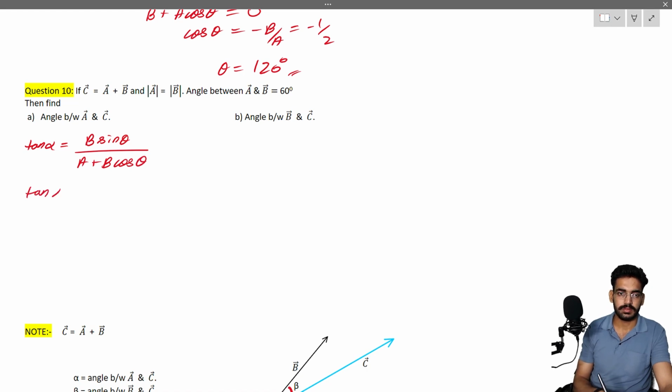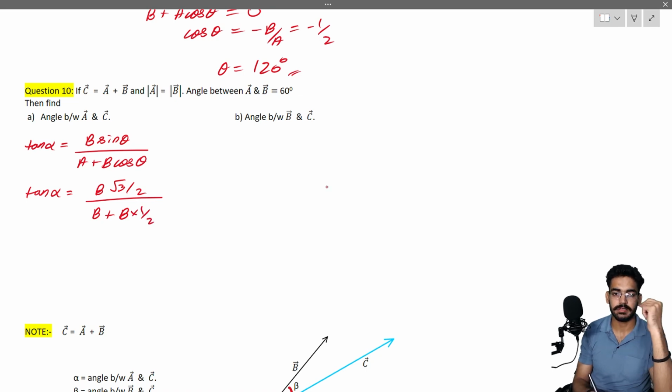Okay, so just put the values. Tan alpha equals b sin theta. Since the magnitudes are equal, put a as b only. So b sin 60, sin 60 I can say root 3 by 2, divided by b plus b cos 60. Cos 60 is 1 by 2. Okay, so from here tan alpha came 1 by root 3, that is alpha equals 30 degrees.